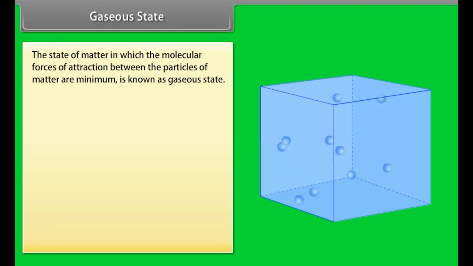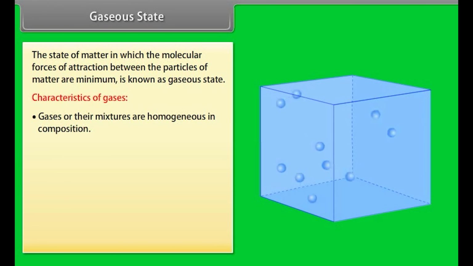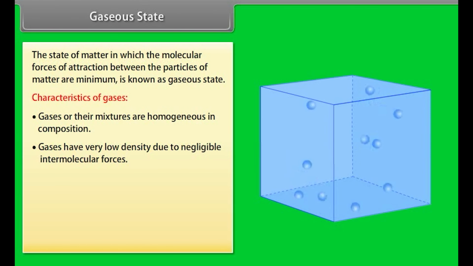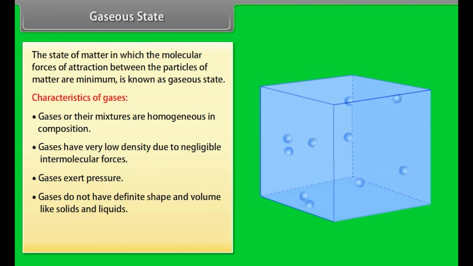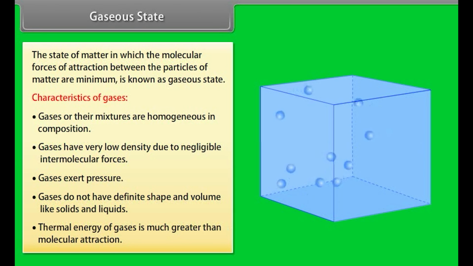Gases completely fill the container that holds them. Characteristics of gases. Gases or their mixtures are homogeneous in composition. Gases have very low density due to negligible intermolecular forces. Gases exert pressure. Gases do not have definite shape and volume like solids and liquids. Thermal energy of gases is much greater than molecular attraction.